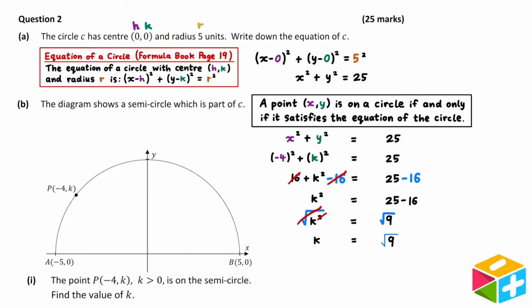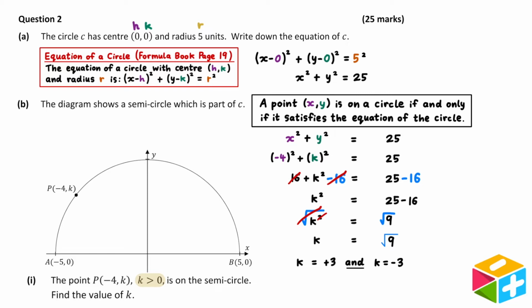We have to be careful when we have equations involving squares. If we type the square root of 9 into our calculator, we'll get the answer +3. However, the negative version of this, -3, also squares to 9. So here we'll have two possible answers. k is equal to +3 and k is equal to -3.